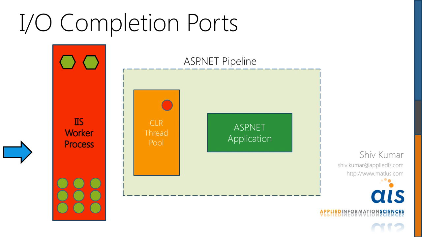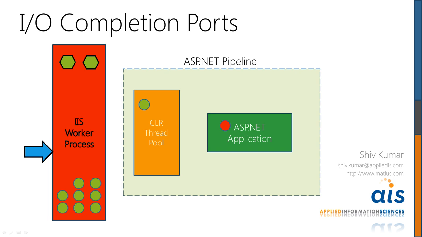But I wanted to give an example here in this slide, the difference between the synchronous versus the asynchronous processing as it pertains to ASP.NET and the IIS pipeline. So a request comes into your application, and the same thing happens. The IIS native thread pool thread picks up the request and hands it off to the CLR thread pool thread in the ASP.NET pipeline, which then makes a call into your ASP.NET application.